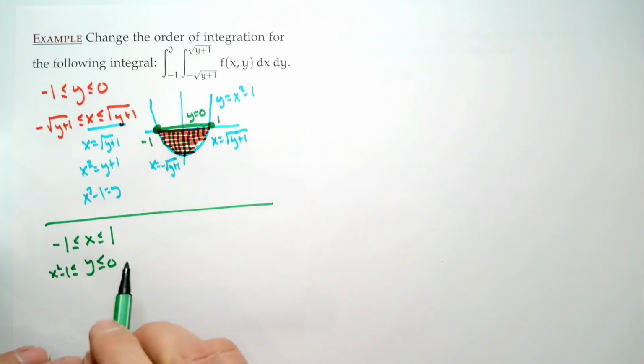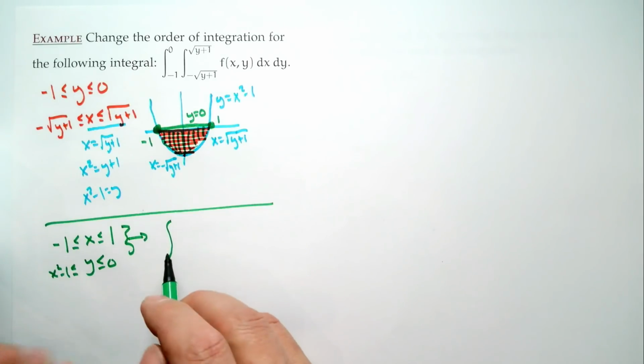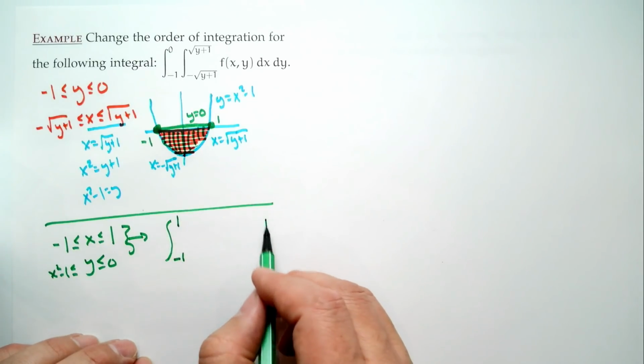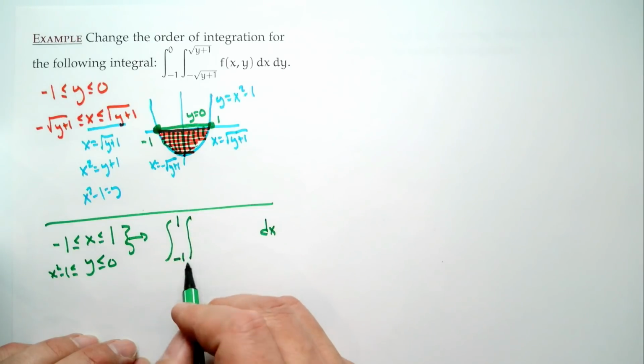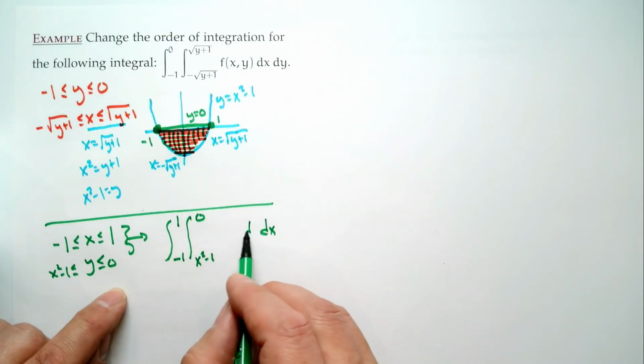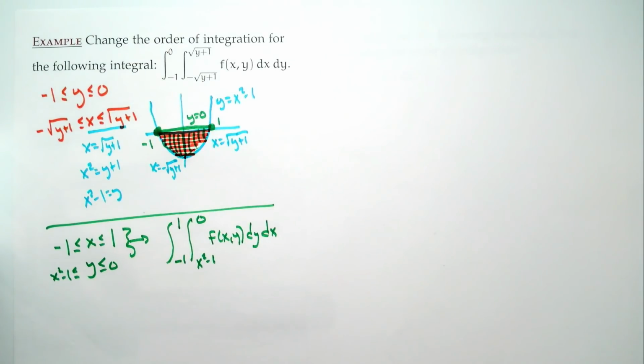So the last thing, of course, is once I have these bounds, I can rewrite the integral. I just basically read it off. So the outer part goes from negative 1 to positive 1, that's dx. The inner part goes from x squared minus 1 to 0, and that's dy. And I still have the same function. I don't change the function, I'm just changing the way I describe the region. And that's the way to change the order of integration. Okay. Any questions about how to change the order of integration?